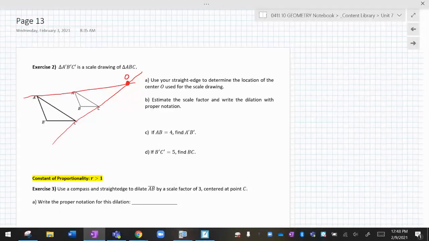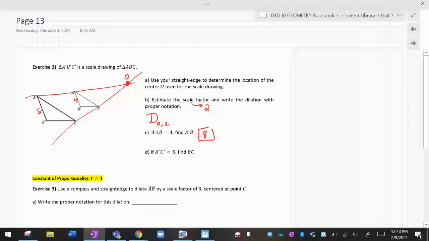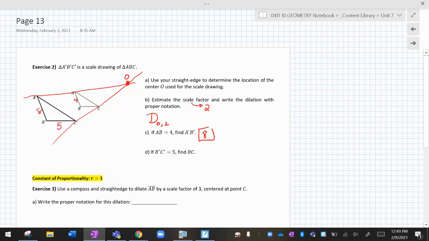So now I need to estimate the scale factor and write the dilation. Now, this scale factor isn't perfect, so we're just going to estimate it with our eyeballs and say, you know what? It looks like this got twice as big. So our scale factor is going to be 2. And if we write this with proper notation, I'm dilating from center O with a scale factor of 2. So if AB was 4, then A prime B prime would be twice that, which would be 8. And if B prime C prime was 5, then find BC. Well, I'd have to cut it in half to go in the other direction. So that'd be 2.5.